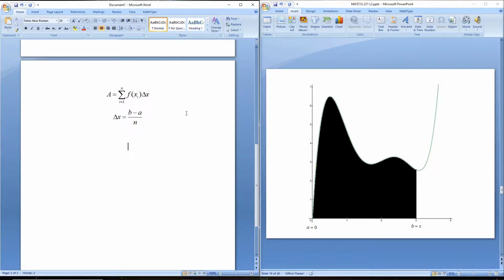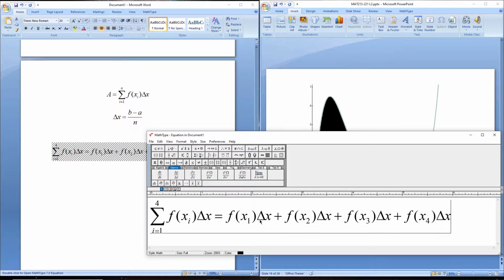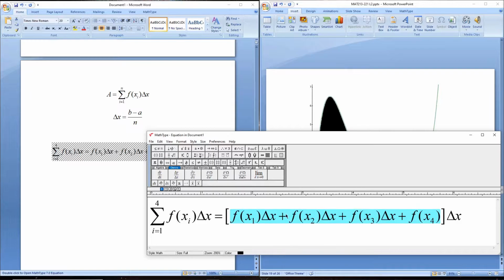Before we get there, though, I had to talk about a quick property here. I'll paste this over, and it comes from this summation. I'm just going to take this summation symbol for 1 to 4. And if we write the whole thing out, we'll have our x1, x2, x3, x4. This is what the summation symbol means. And recall I pointed out that there's a delta x in each of these, and that's the greatest common factor. Because of that, we're allowed to factor that out. And so we can factor out a delta x here.